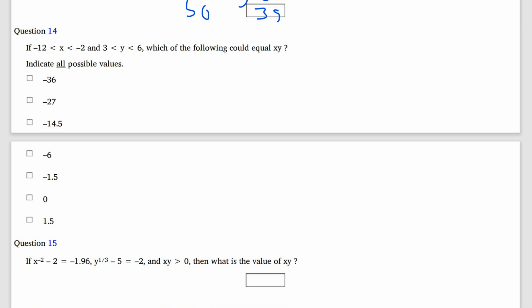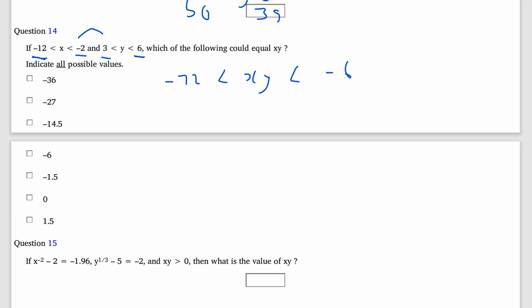Well, the most negative answer would be if x is -12 and y was 6. You pick the most negative with the most positive. -12 times 6 is -72. So it's got to be at least -72 or higher. And now for the most positive. The most positive would be if x is -2 and y was 3. So basically the other pair, -2 and 3, would be -6.